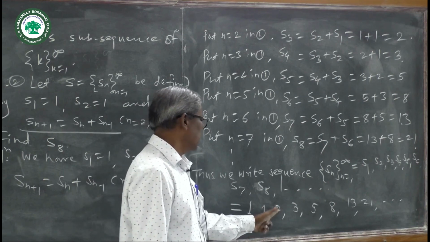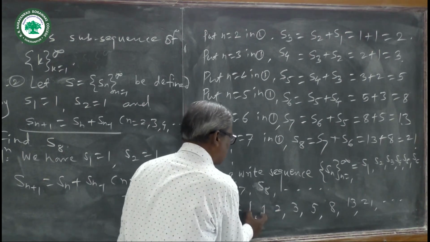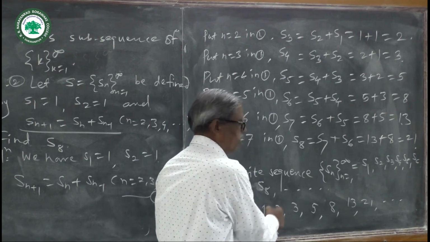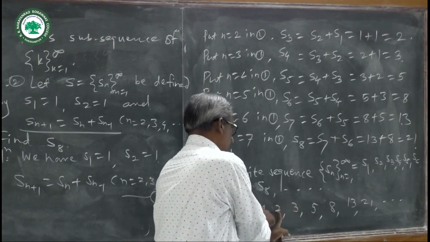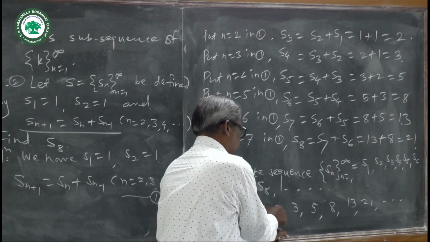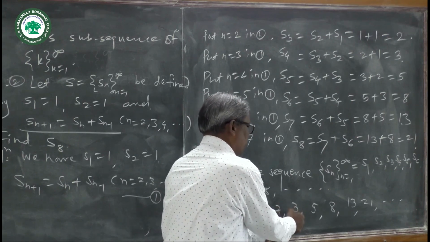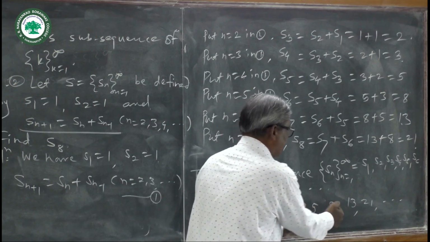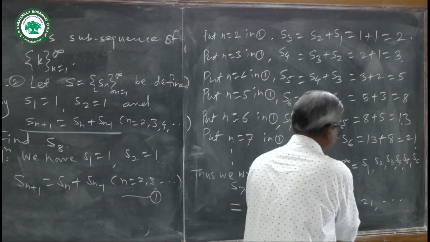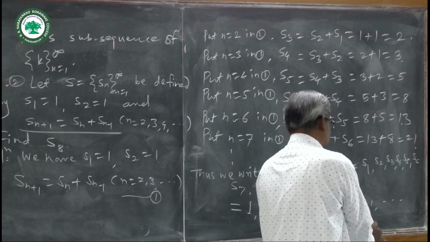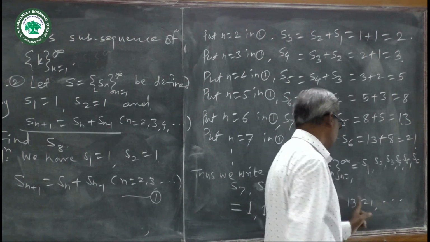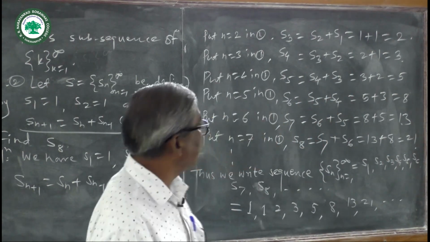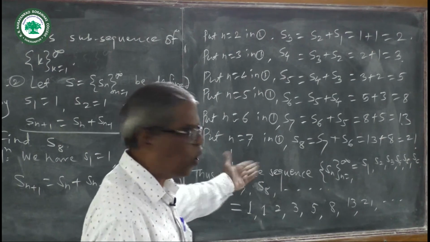S1 is 1, S2 is 1. We calculate S3: sum of first two numbers, 1 plus 1 becomes 2. S4, 1 plus 2 becomes 3. Next term, 2 plus 3 is 5, 3 plus 5 is 8, 5 plus 8 is 13, 8 plus 13 is equal to 21, 13 plus 21 is equal to 34, which is the 9th term of the sequence, and so on.